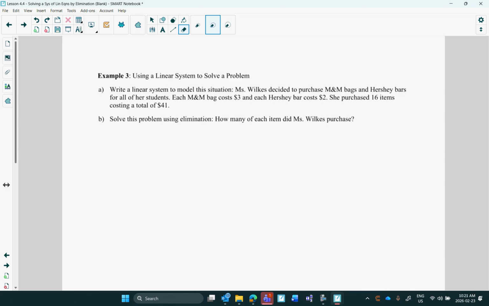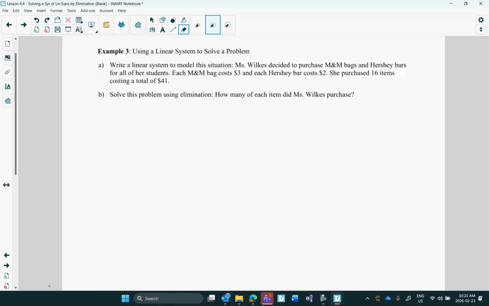We're not going to do the last example, but we are going to do this one. Just like we did with substitution, this time we need to create the system and then solve it. And we'll use elimination. So, Ms. Wilkes decided to purchase M&M bags and Hershey bars for all of her students. Each M&M bag costs $3. Each Hershey bar costs $2. She bought 16 of the items for a total of $41.